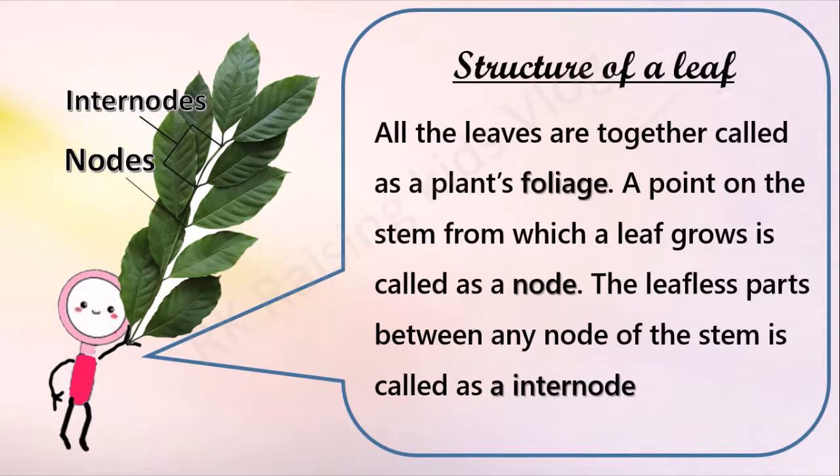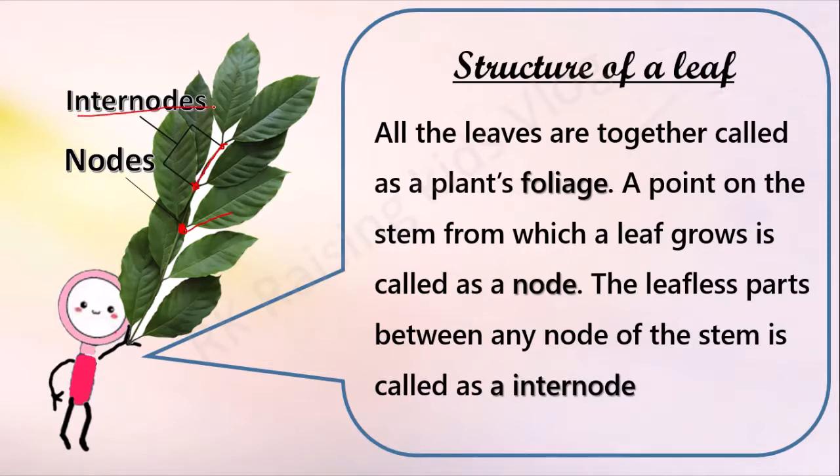Okay, I'm showing a diagram. This is the plant's foliage, because all the leaves are together, so it's known as the plant's foliage. Here, can you see, at this point a leaf has grown, so this is known as a node. Then here and here. The leafless part between any nodes is known as the internode. Okay, so this is the structure of a leaf.